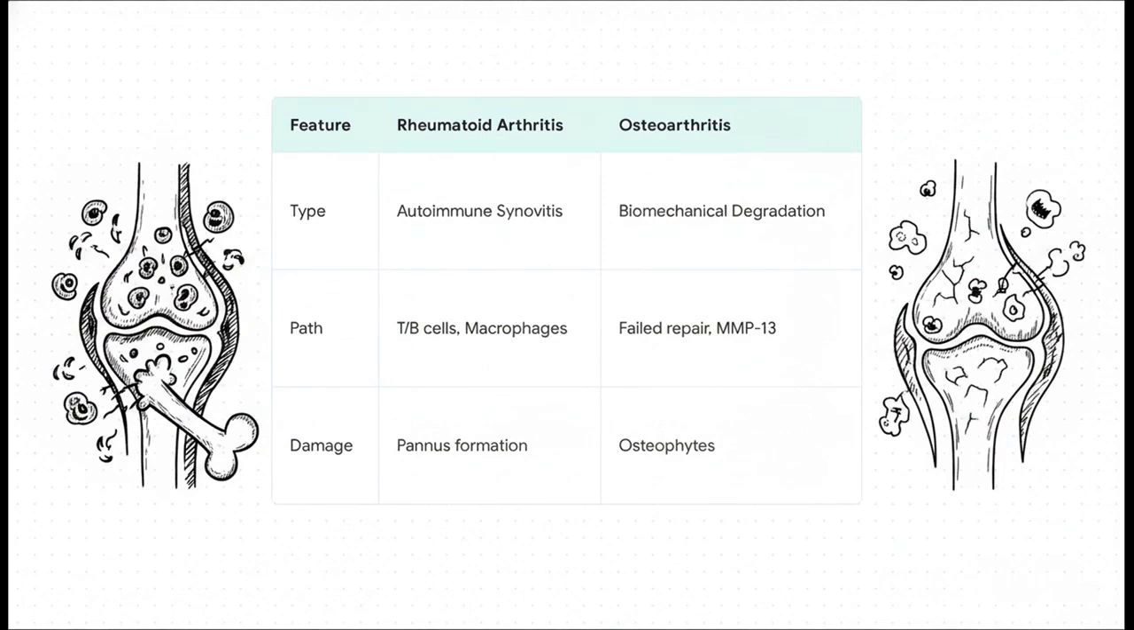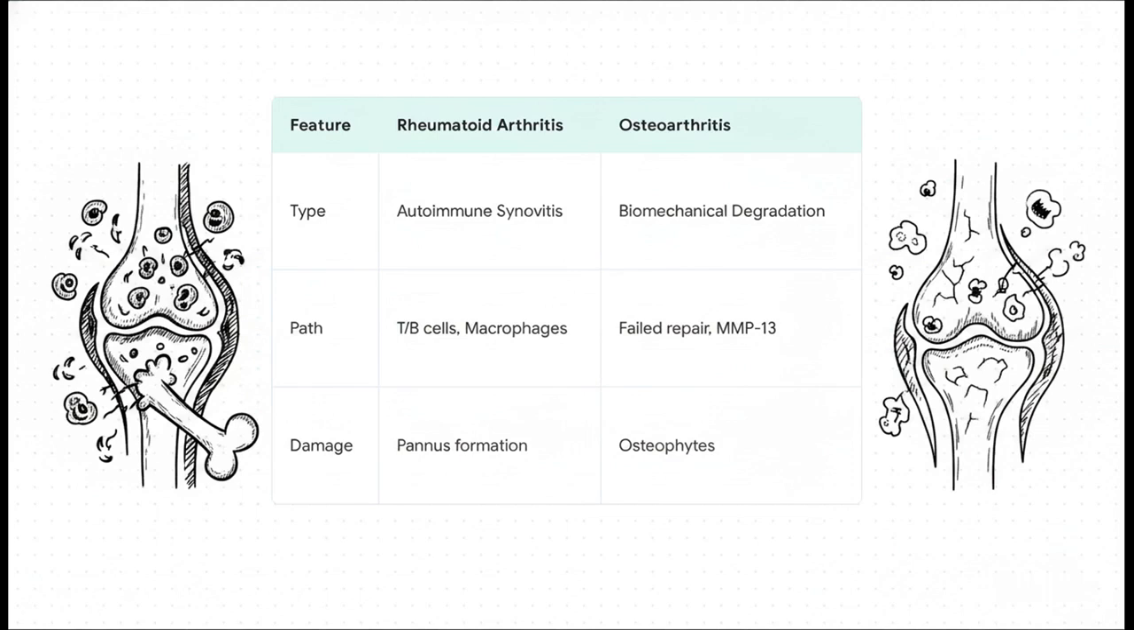Now, the stark contrast between these two diseases really jumps out at the cellular level. Rheumatoid arthritis is a systemic, autoimmune, cytokine-mediated attack. You've got T cells, B cells, and macrophages infiltrating the synovial fluid, and they drive this aggressive pannus formation that literally eats away at the cartilage and bone. It's vicious.